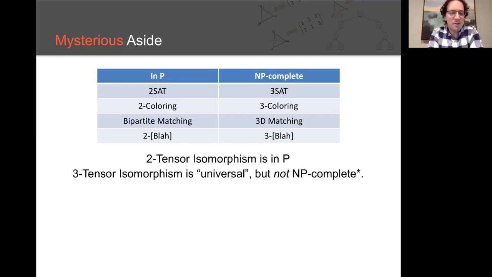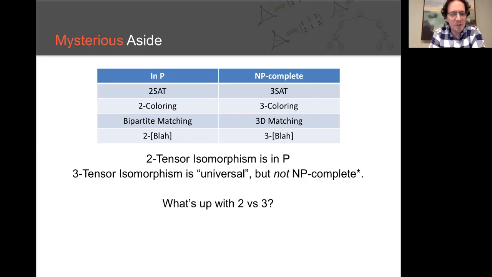Okay, and for tensors, we also saw this with 2 and 3. 2 tensor isomorphism was in P, that was just matrix rank. And 3 tensor isomorphism was universal for linear algebraic structures. But actually, it's not NP complete, or we have good reason to believe it's not NP complete in the same way we do for graph isomorphism. And so here we see this very interesting thing, this same jump to universality from 2 to 3, but it's not about NP completeness.